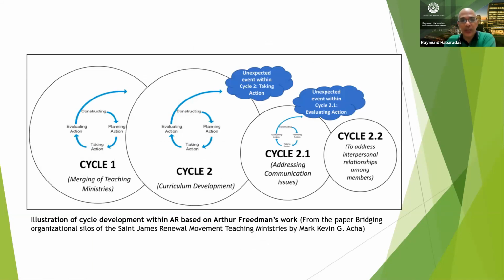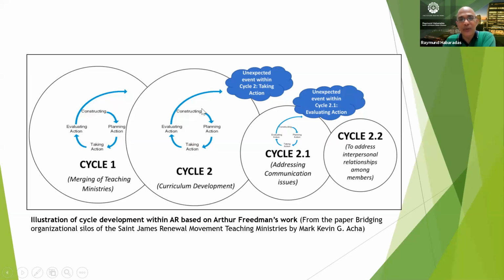Okay, so I'm sharing with you how the cycle of one of my advisees, Mark Kevin Acha, did maybe about 3 or 4 years ago. So initially, this is what he wanted to do. He and his collaborators determined that they will merge the teaching ministries of their group. So this is the action research cycle, in cycle 1. And then after the decision to merge the ministries, they decided that they will do curriculum development. Because if you merge the teaching ministries, it means that the training of the people involved will also have to be changed because it's going to be composed of different people already.